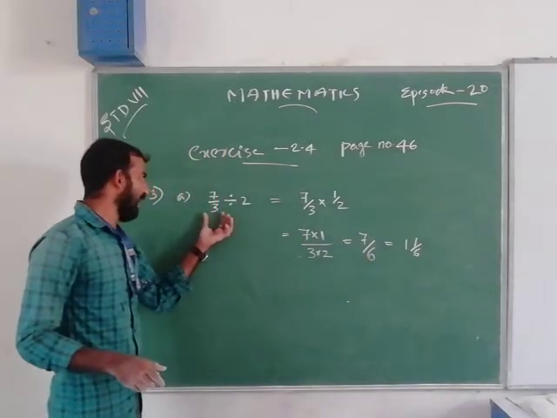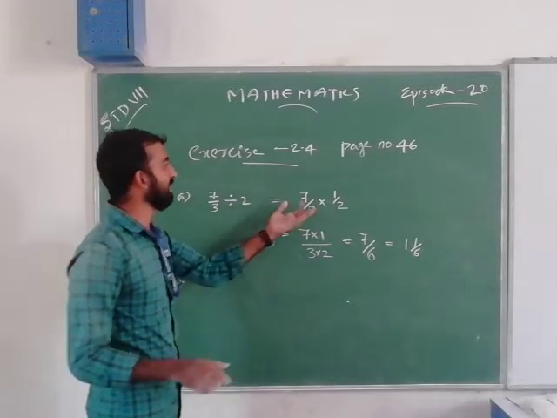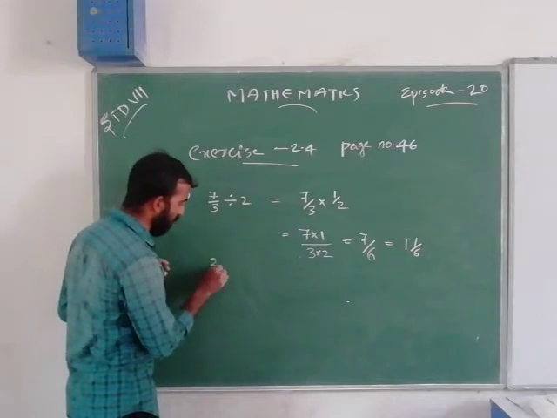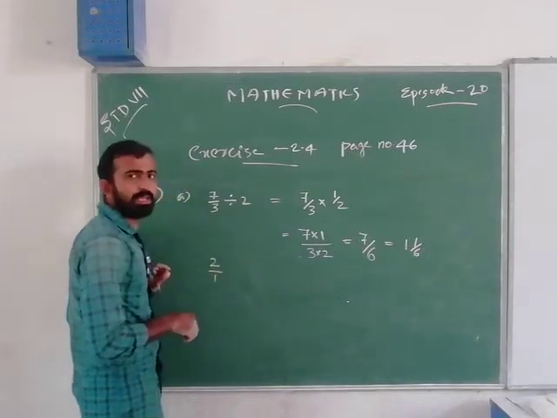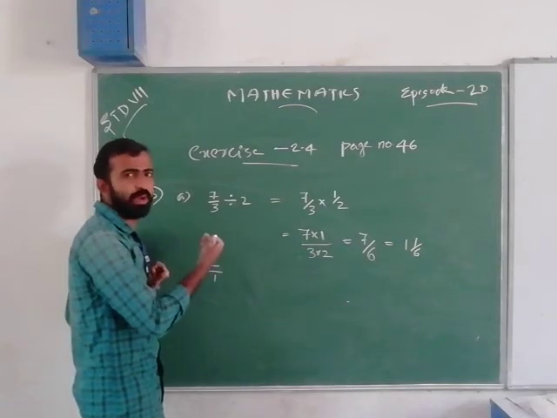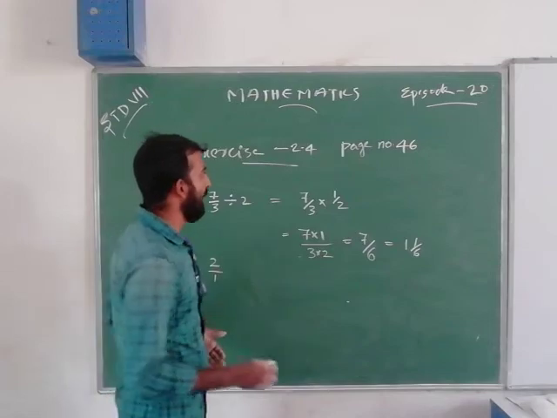That is, we want to find 7 by 3 divided by 2. The reciprocal of 2: 2 means 2 by 1. When we take the reciprocal of a whole number, it is 1 by that whole number.